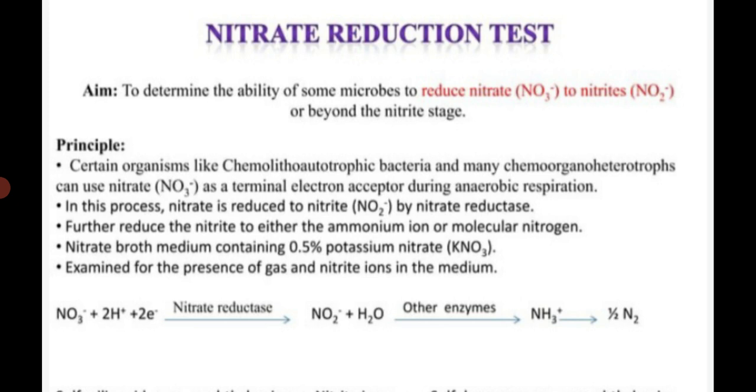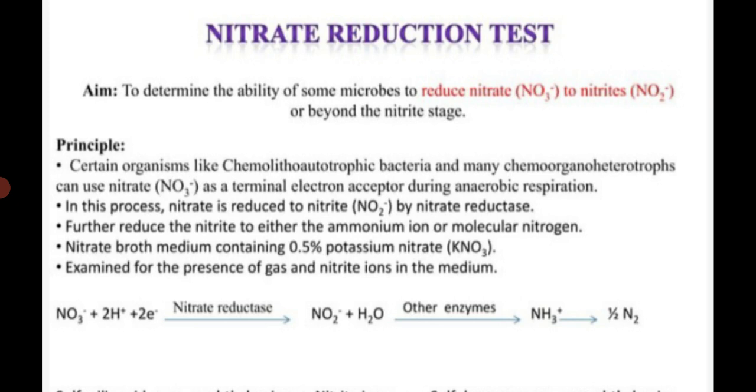In this process, nitrate is reduced to nitrite by the action of the enzyme nitrate reductase. Further, the nitrite is reduced either to ammonia or molecular nitrogen. The medium used for this test is nitrate broth, which contains 0.5% potassium nitrate, that is KNO3.